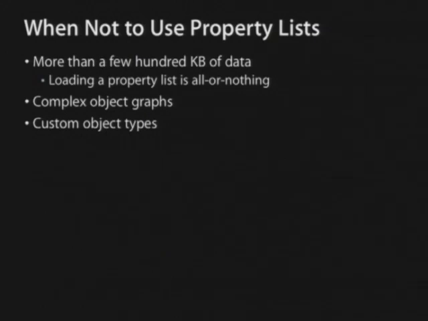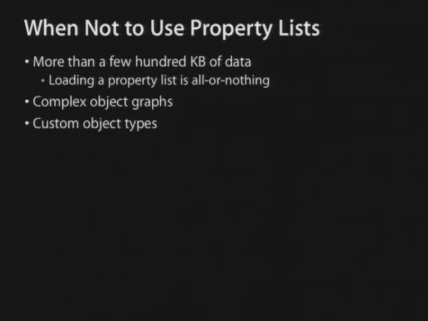Cases where you shouldn't use property lists. First of all, when you're storing more than a few hundred K of data, you probably don't want to use a property list. The reason here is that when you're loading a property list, it's really all or nothing. You can't bring in part of the file and leave the rest of it on disk. When you load it, you're loading the whole thing. So if you've got an array with 10,000 strings in it and you've written it out to a property list and you want to get item 57 from that array back out, you're going to need to bring the whole thing back into memory. And obviously on the iPhone, that's problematic.